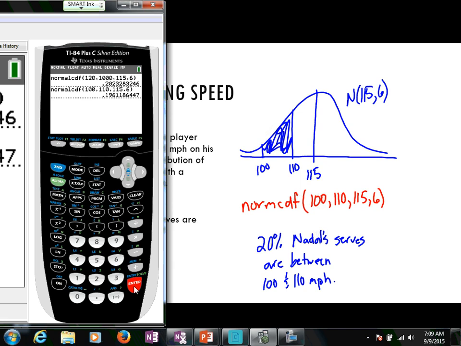Just kidding. All right. Okay, so there's our second example problem.